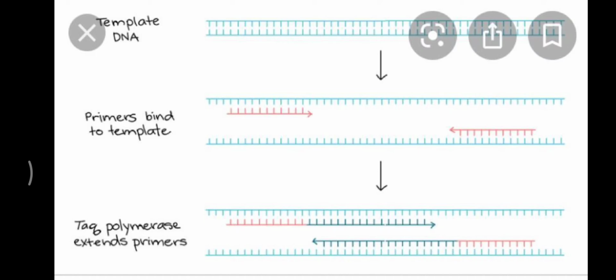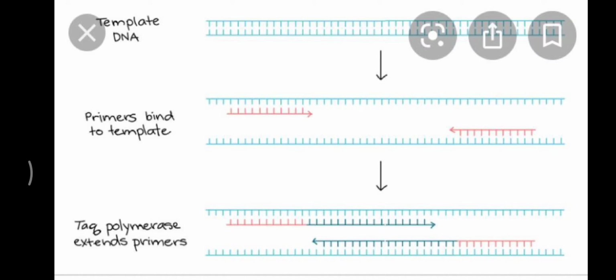Many times this question comes up: what is the role of Taq polymerase enzyme? So Taq polymerase is a type of DNA polymerase enzyme that can tolerate very high temperature, that is, around 90 degrees C, because in this polymerase chain reaction, again and again we are heating the DNA to separate the two strands of DNA, right? So we need an enzyme that is able to tolerate the high temperature.